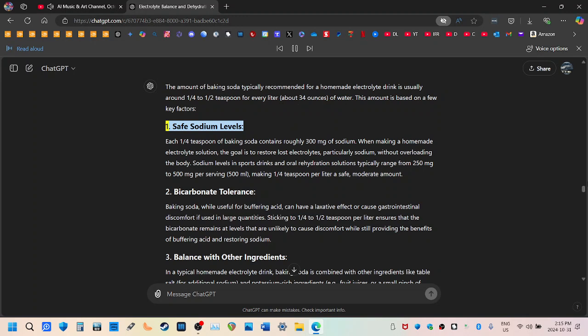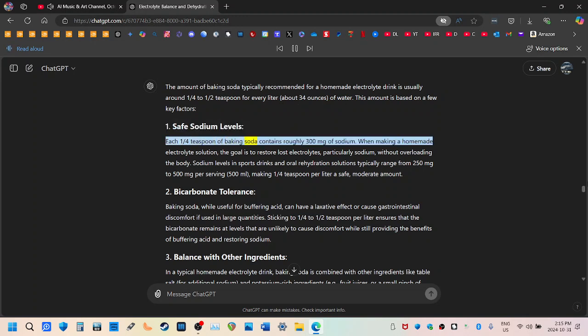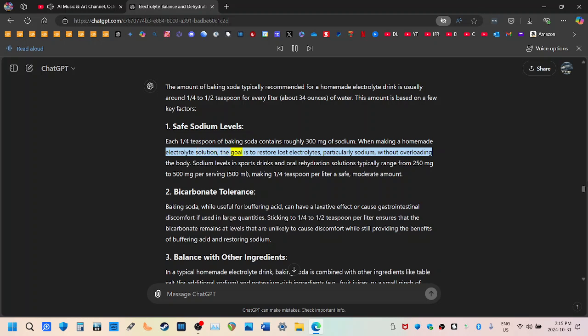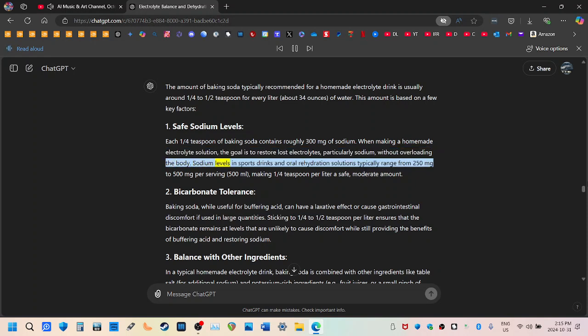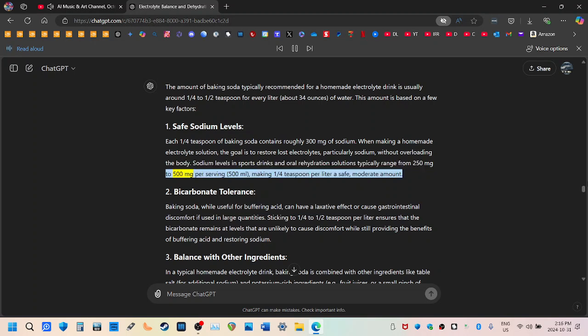1. Safe sodium levels. Each 1/4 teaspoon of baking soda contains roughly 300 milligrams of sodium. When making a homemade electrolyte solution, the goal is to restore lost electrolytes, particularly sodium, without overloading the body. Sodium levels in sports drinks and oral rehydration solutions typically range from 250 milligrams to 500 milligrams per serving, 500 milliliters, making 1/4 teaspoon per liter a safe, moderate amount.